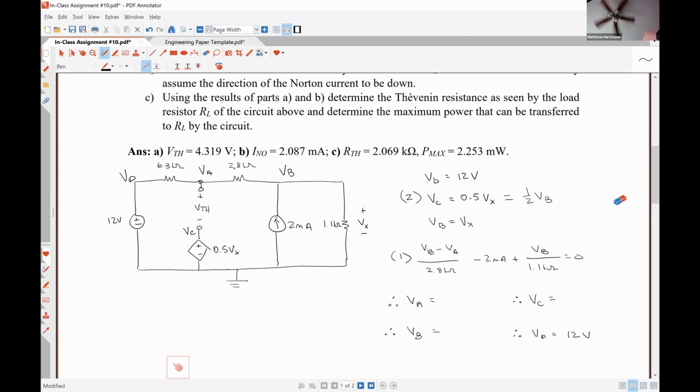All right. So the equation that I'm missing, I'll sneak it in here, is I didn't do KCL at node A, and node A isn't a supernode, so I should have done it there. So that would be VA minus 12 divided by 6.3 kilo ohms plus VA minus VB over 2.8 kilo ohms is equal to 0. So there's equation 3. Sorry about that.